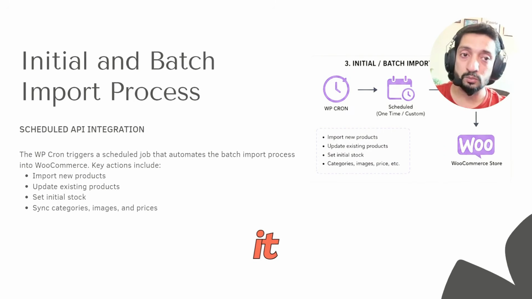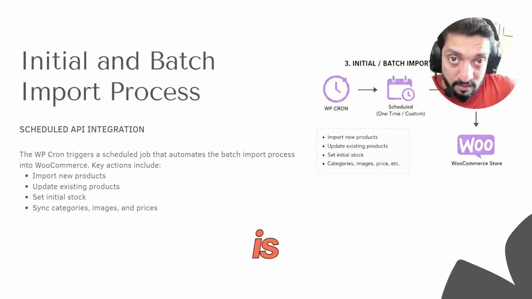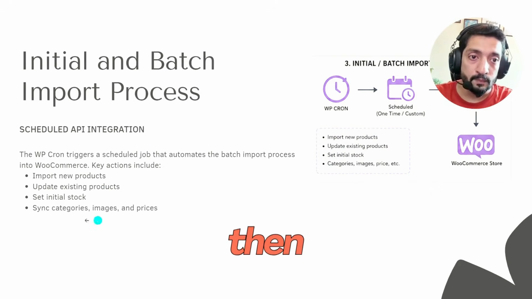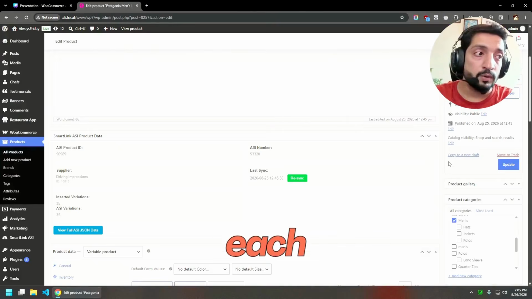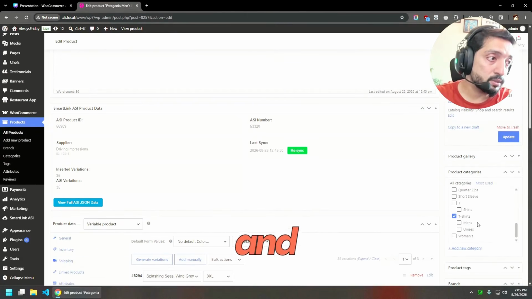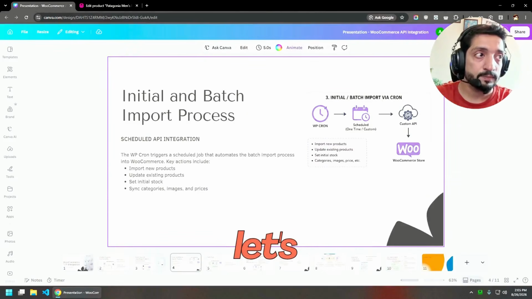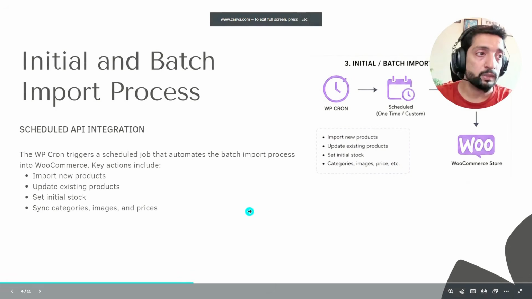and in our system we have to integrate that if the product is in the import process and already exists, we have to process the update functionality. But if it is new, we have to execute the import new functionality. So we obviously need two processes here. One is to update, one is to create. And then obviously sync category, images, and prices. We are also fetching categories for each product, like we have here, men's and t-shirts. We're also fetching those. We're also implementing that. Let's move to the new one.